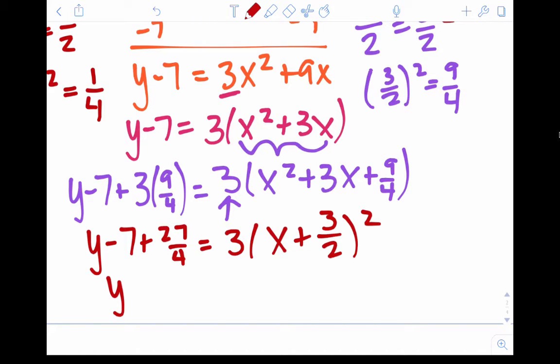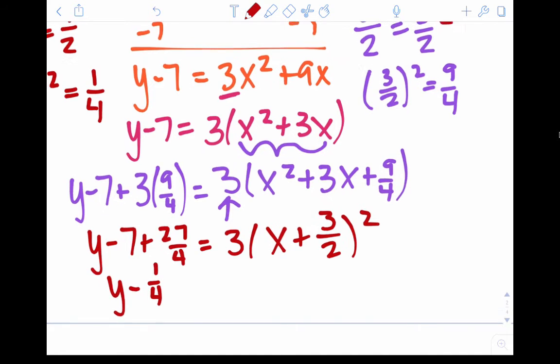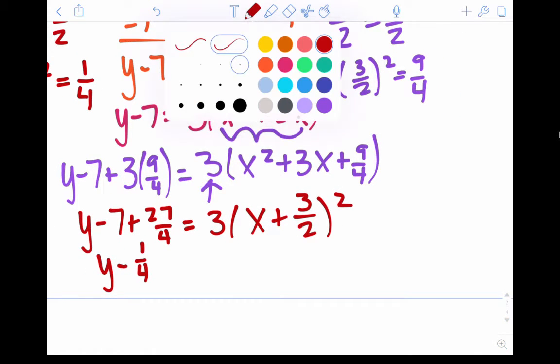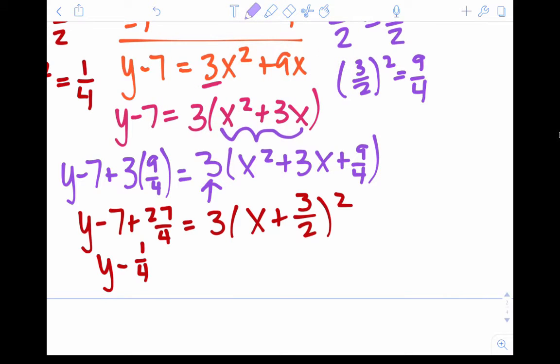So y minus 1/4. I just did a little bit of this work in my head. If I have negative 7 plus 27/4, I need a common denominator. So I have negative 28 over 4 plus 27 over 4. When I add those together, I get negative 1/4.